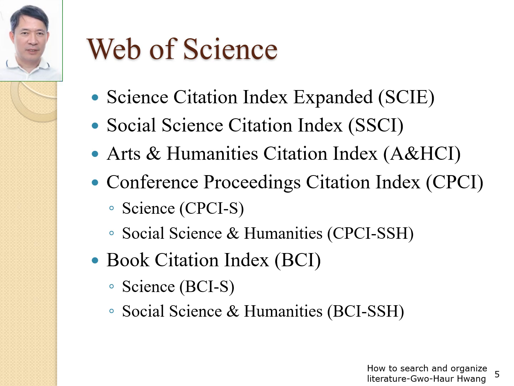WOS mainly includes the Science Citation Index Expanded, SCIE, Social Science Citation Index, SSCI, Arts Humanities Citation Index, AHCI, and Conference Proceedings Citation Index, CPCI. The CPCI is divided into the Science Citation Index and the Social Science Humanities Citation Index. Additionally, it includes some essential books categorized into science and social science humanities.